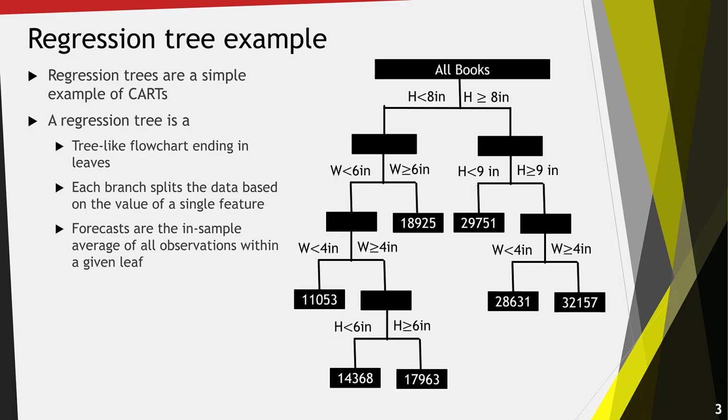You should remember regression trees from a previous video. These are a simple example of a classification or regression tree, or CART, algorithm. A regression tree is a tree-like flowchart ending in leaves. Each branch splits the data based on the value of a single feature. Forecasts from these trees are the in-sample average of all observations in a given leaf.